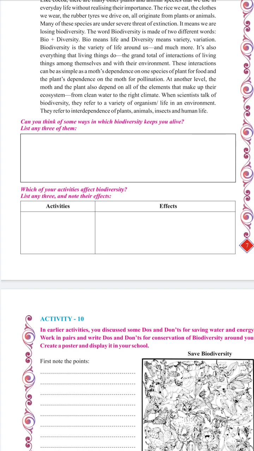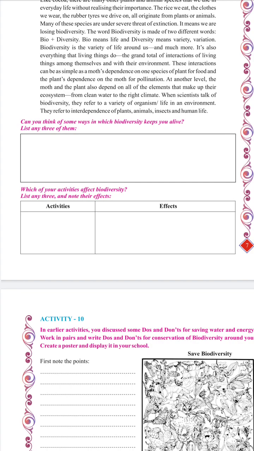Now we have some work to do. Can you think of some ways in which biodiversity keeps you alive? List any three of them. You will get one of the ways, and you have to write three more. So totally four ways you have to write down. One will be provided by myself, and the remaining three will be provided by yourself, or you can take the help of your parents or elders. So the question is, can you think of some ways in which biodiversity keeps you alive?